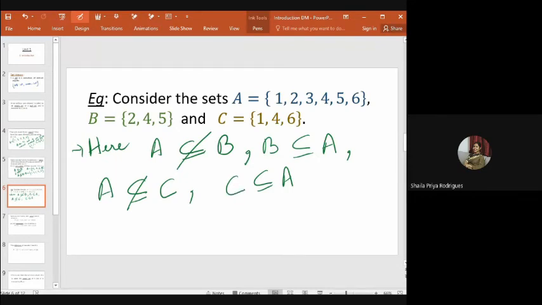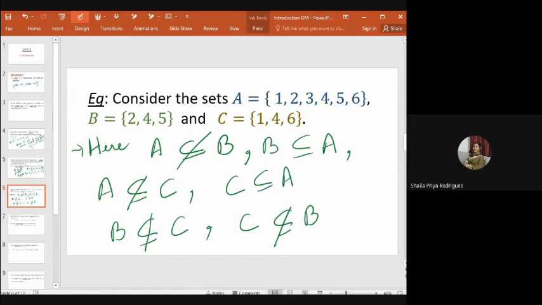Which are the 2 more that are remaining? B and C, right? Is B a subset of C? 2 is not present in C, nor is 5. So B is not a subset of C. 4 is the only element of B that's present in C. Next, you check C and B. Is C a subset of B? The element 4 in C is also present in B, but 1 and 6 are not present in B, so C is not a subset of B.